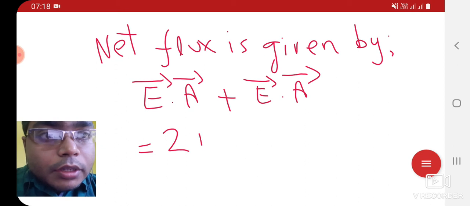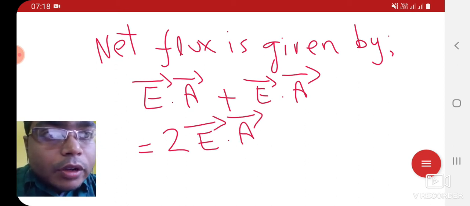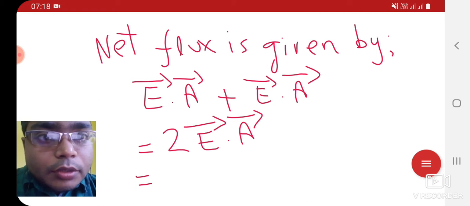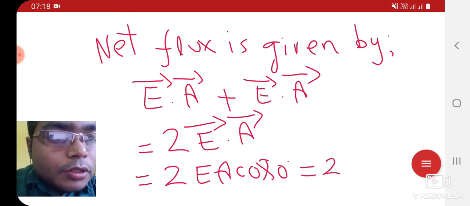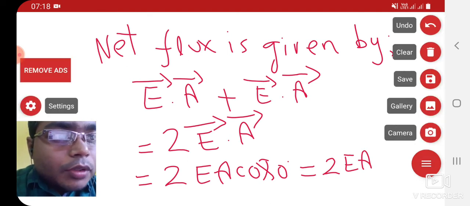So how much will we get now? 2 times E dot A. And what was the angle between E and A? That was 0 degrees, right? So here EA cos 0, so how much will we get? 2 times EA.